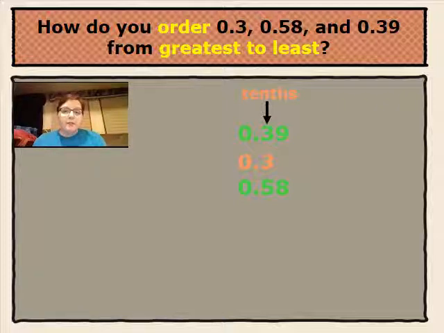In the next two numbers, both have a 3 in the tenths place. So we have to look at the hundredths place. In the hundredths place, we have a 9 and a 0. Because we know that 0 is less than 9, we also know that 39/100 is greater than 3/10. We can order these numbers from greatest to least by saying that 58/100 is greater than 39/100, which is greater than 3/10.